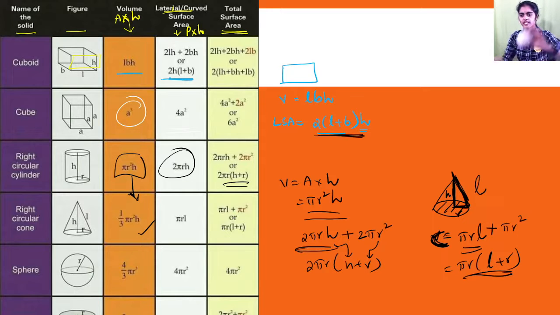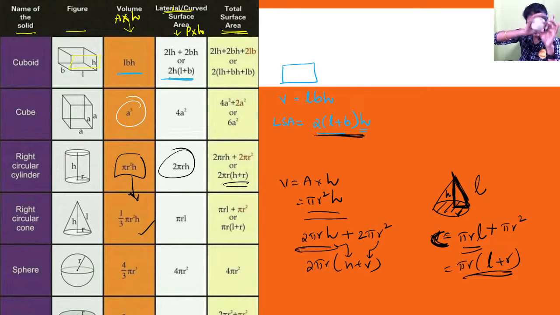For the sphere I brought an example. You can take this as an example of a sphere, a ball shape. If I cut paper circles of the same radius as the sphere, where this is the radius of the sphere, then 4 circles are required to cover this sphere totally. That is the surface area.